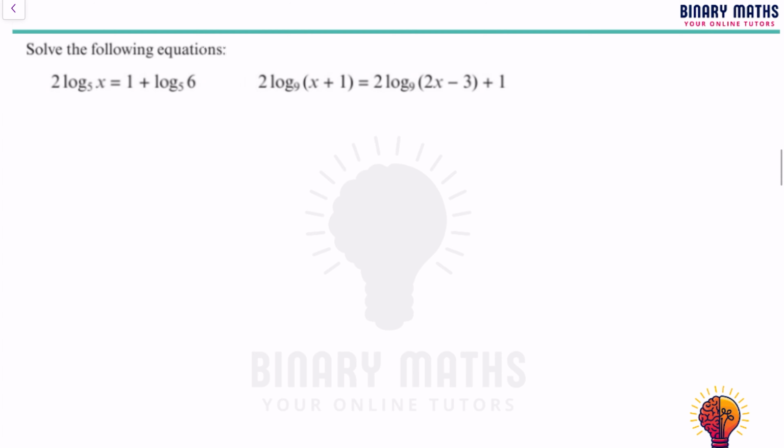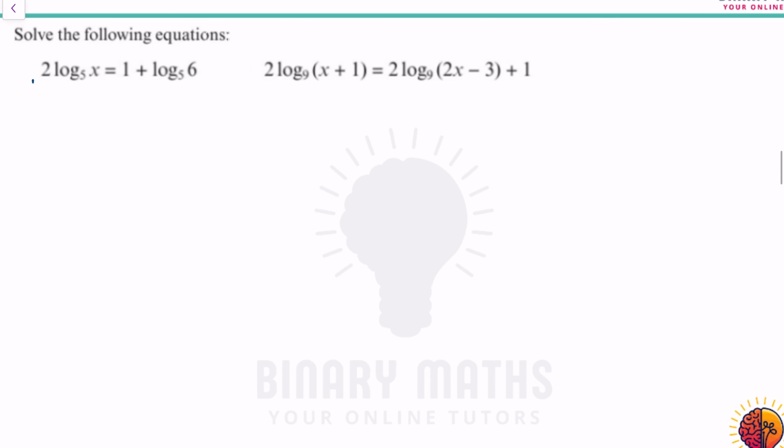Okay, solve the following equations, A and B. A, we've got 2 log base 5 of x is equal to 1 plus log base 5 of 6. Now, because x is my input for log, x has to be greater than 0. Remember, any inputs with log have to be greater than 0. So it's just something to keep in mind in the back of your head. x has to be greater than 0.